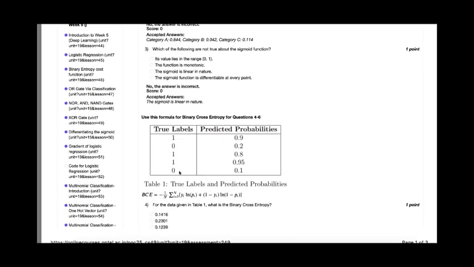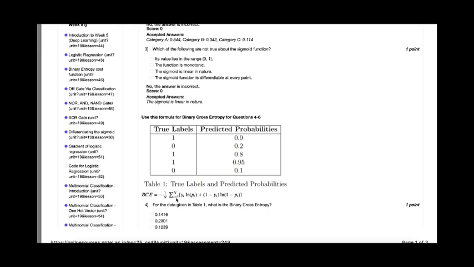There are some true labels given, and there are some predicted probabilities given. So it's just a direct substitution of the formula. So this is your y, and this is your y hat, or p_i here. So you just have to substitute whatever is y. 1 into ln of 0.9 plus 1 minus 1 will be 0. So that term will get cancelled. So for the first sample, it is 1 into ln of 0.9.